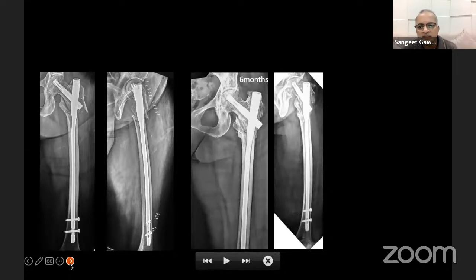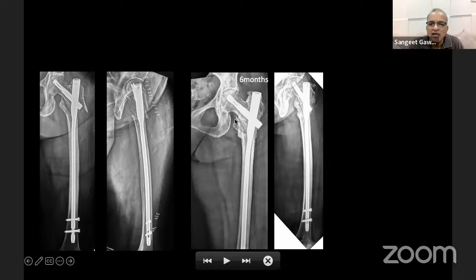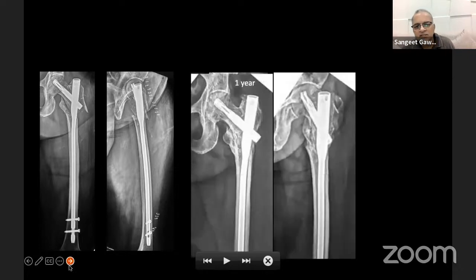But at 6 months, this is the picture where everything settles down. And the comminution on the medial side has started healing. On the lateral side, the wall which was broken, it has started throwing callus. And at 1 year, this is the picture. So as per what you have heard, this should have failed. This should have gone for a cutout. This should have completely collapsed and gone in varus. But that has not happened. We'll come to the reason again later.